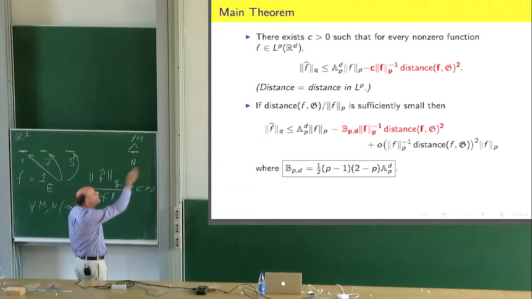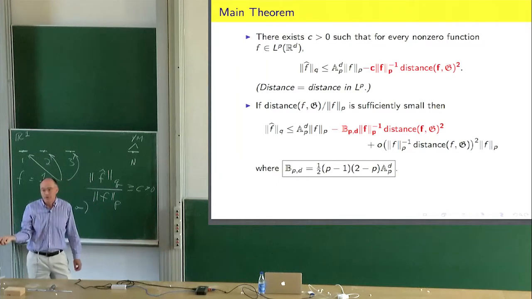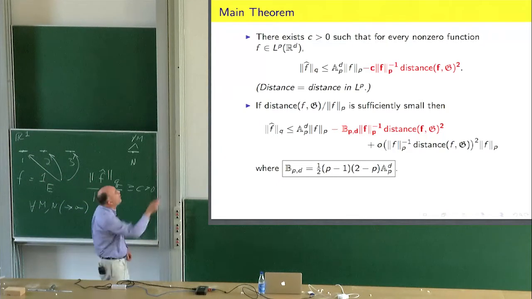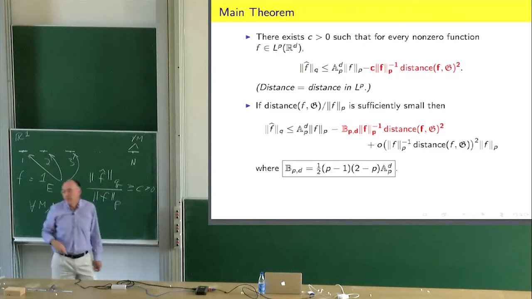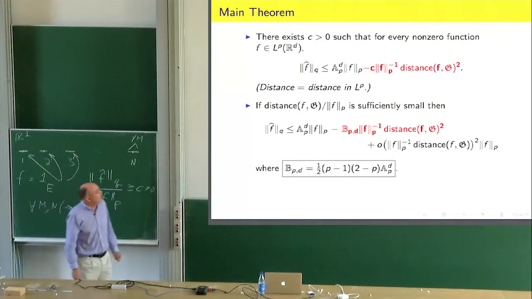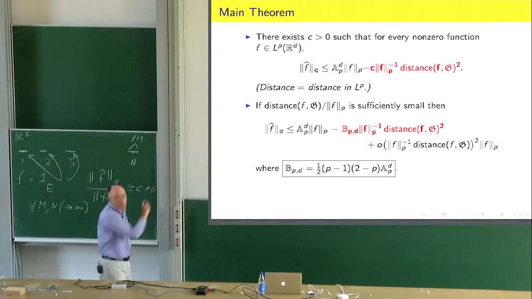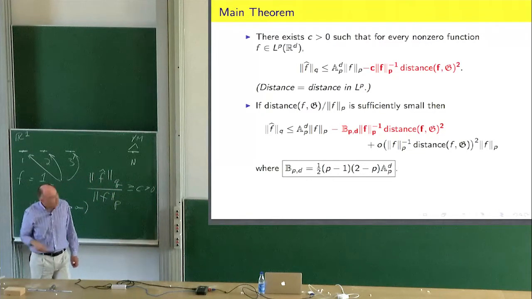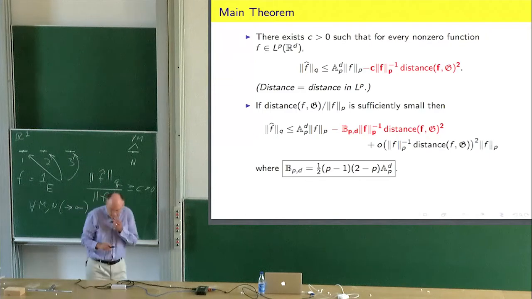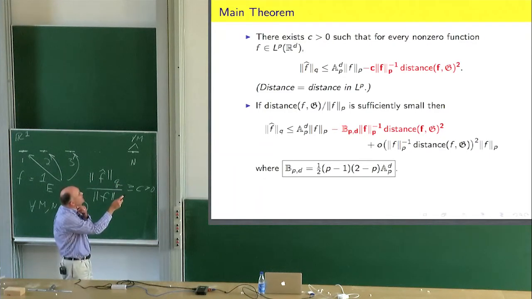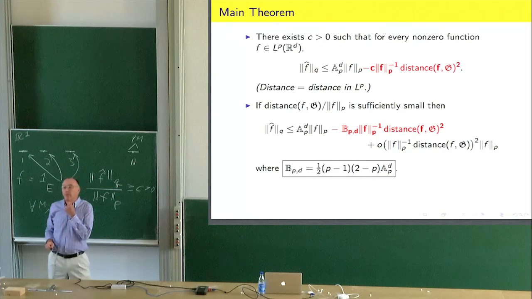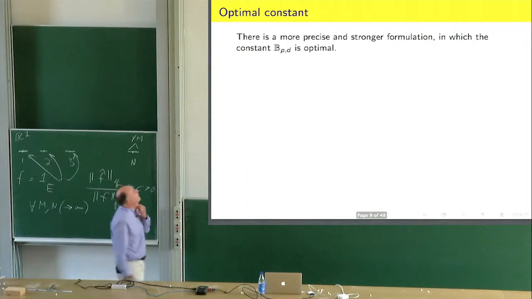So if f is very close to the Gaussians, in the sense that the ratio of the distance to the norm of f is very small, then there's a more concrete second term with an explicit constant here, which is half p minus 1 times 2 minus p times the optimal constant in the inequality. And then there's a little o term, which is a little smaller than quadratic. Okay, so there's a concrete statement. And you probably want me to say that this constant b is optimal, but it's not.